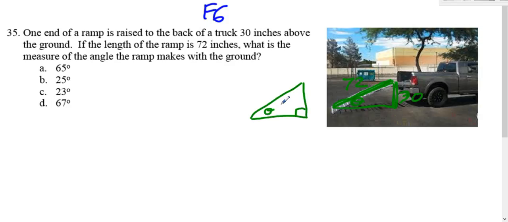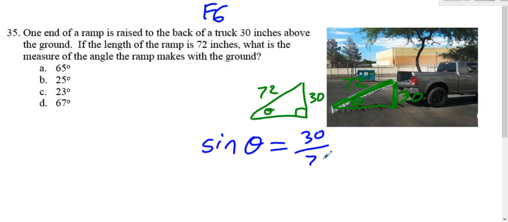So we have a right angle. We're looking for that. This is 72 and the height over there is 30. So to find that, we have opposite and hypotenuse. So that's a sine equation. Opposite over hypotenuse.